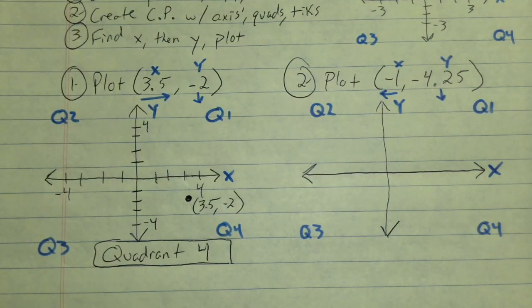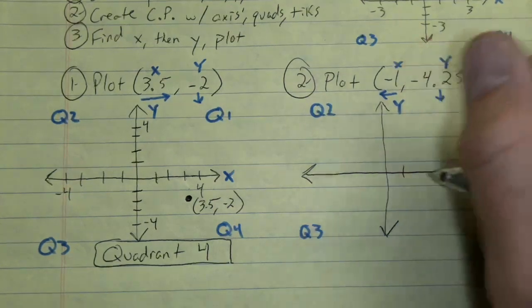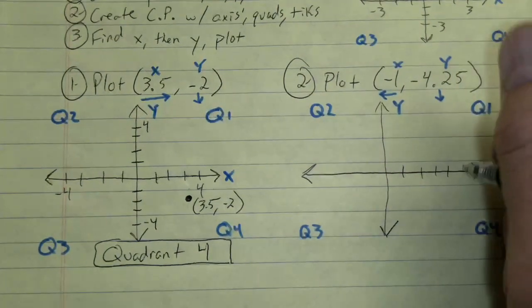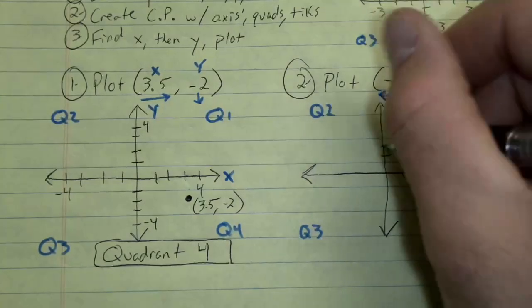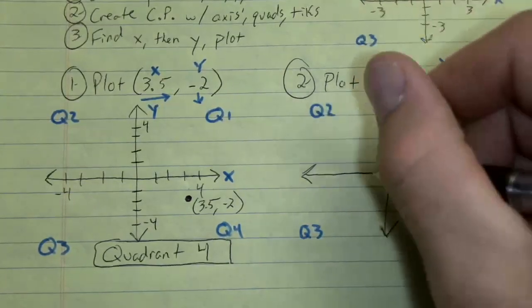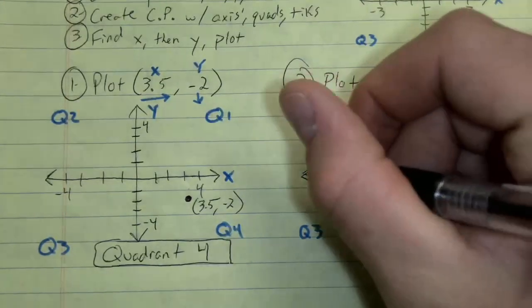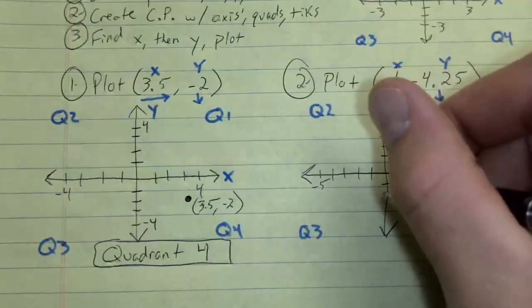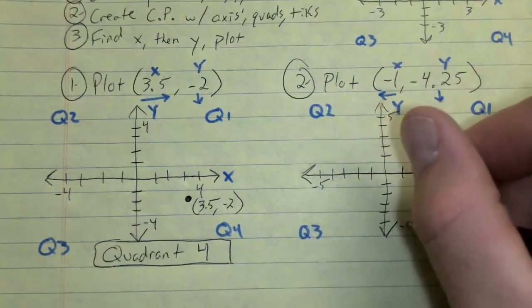So now that your step 2 is done, just add in your tick marks. 1, 2, 3, 4, 5 should be plenty. Negative 1, 2, 3, 4, negative 5.